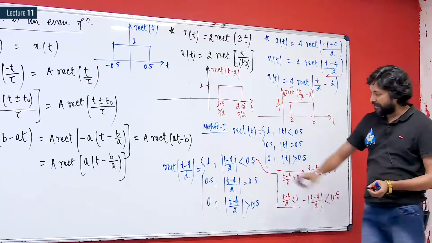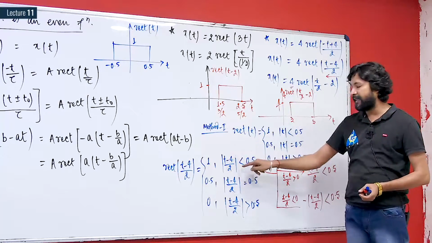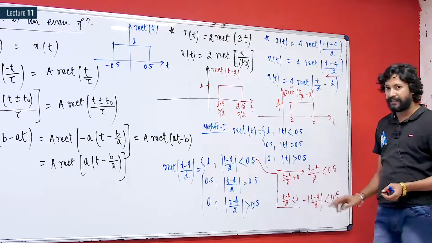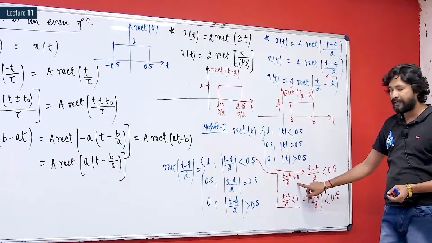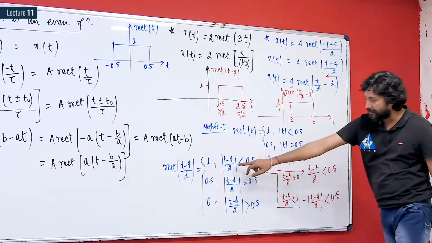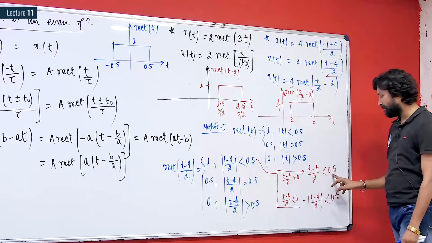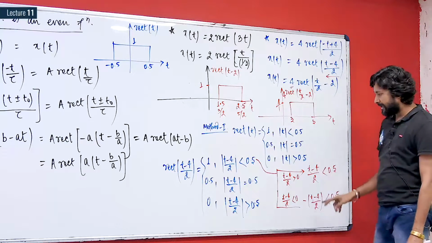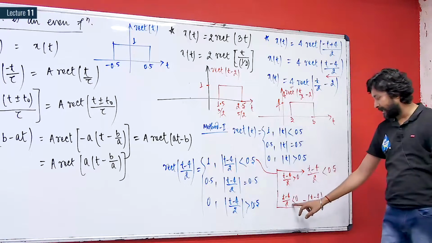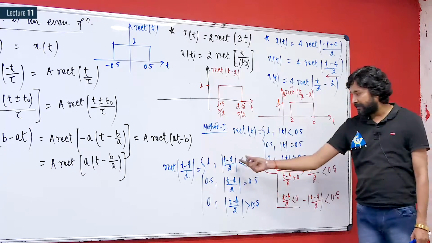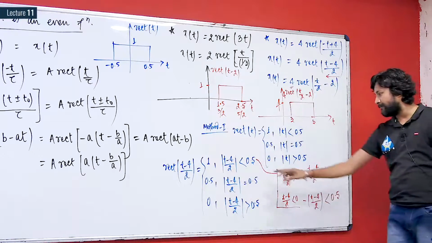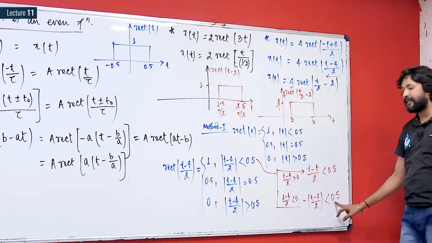We have just split mod of t minus 4 by 2 into two cases. Let us say it is x, then mod of x is plus x for x greater than 0. So if we have taken x greater than 0, then we have equated mod of x to plus x, so plus x less than 0.5. And if x is less than 0, then mod of x is minus x. So we have written minus of this value must be less than 0.5.